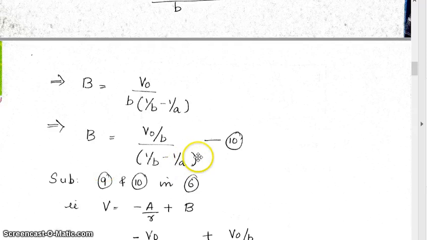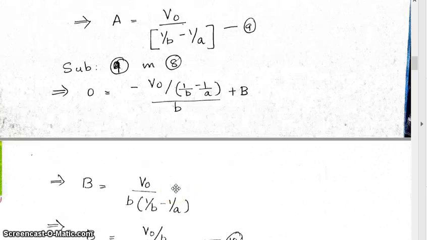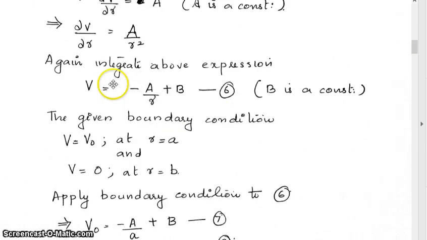So that is my equation 10. Now in the next step I am going to substitute the value of a and b in our main equation 6. That is, substitute 9 and 10 in 6. 6 is this, v is equal to minus a by r plus b. In this equation I am going to substitute the value of a and b.